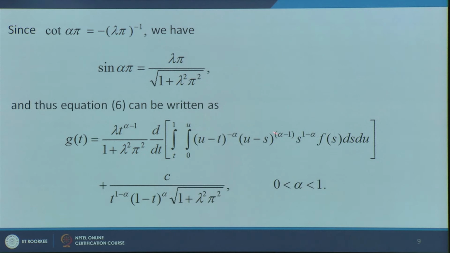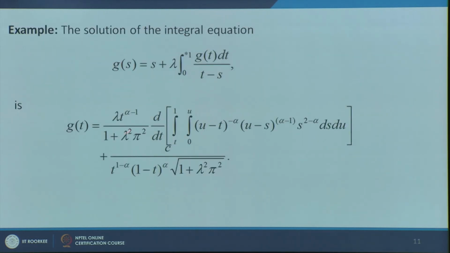This is the solution of the Cauchy integral equation of second kind where f(s) is a known function. So replace f(s) by s and then we have s to the power 1 minus alpha. So we will be getting s to the power 2 minus alpha. So we replace the value of f(s) here and get the solution of the given Cauchy integral equation of second kind as g(t) equal to this plus this expression.